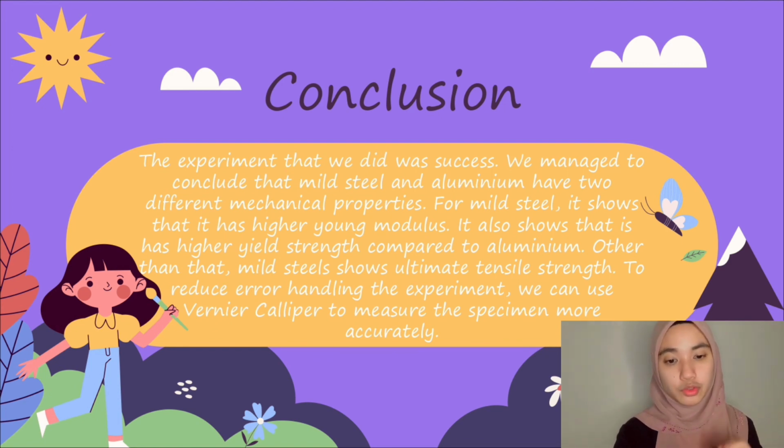This experiment also shows that elastic and plastic deformation occur, with the necking process, and the diameter of the material becomes thinner as the process goes until the end. To improve the results of this experiment, we can try to repeat the experiment to get more results so that we can find the average for all the data and get more accurate results. Other than that, to reduce error in handling the experiment, we can use a vernier caliper to measure the specimen more accurately.